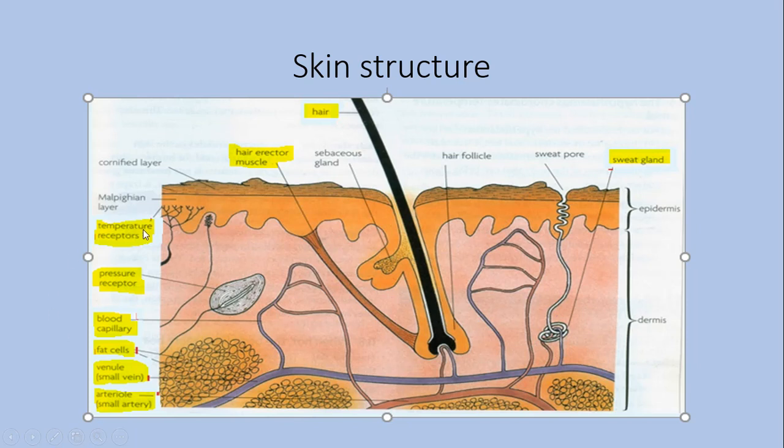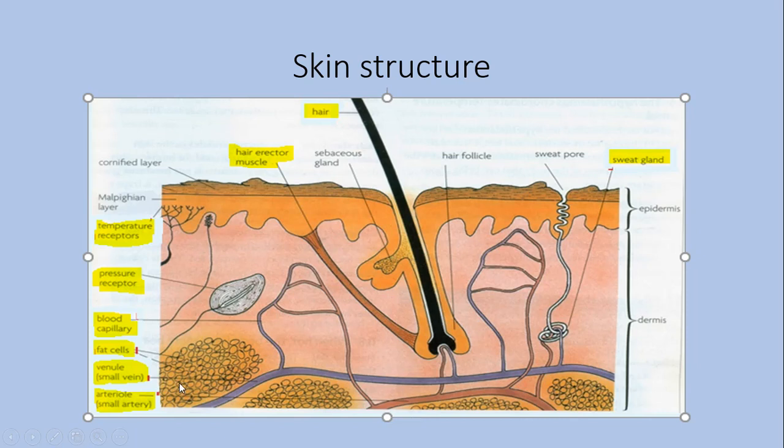Here we have temperature receptors. If you feel something hot or cold, you feel it. This is a very important role of skin sensitivity. It allows you to sense the environment and to take action. The same goes for a pressure receptor. If you feel that something presses on your skin, you are going to take action in order to avoid further damage. Here we also have a blood capillary. We have a venule and an arteriole. You have to identify their locations.